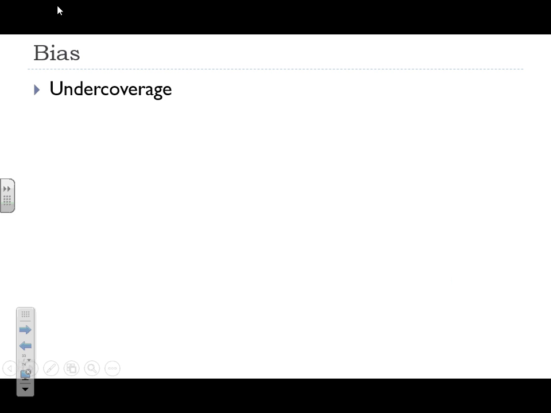The first type of bias that we can run across that causes issues is what we call undercoverage. With undercoverage, our sampling method produced a sample that missed key components of our population. So undercoverage occurs whenever our sample is missing key components of our population of interest.